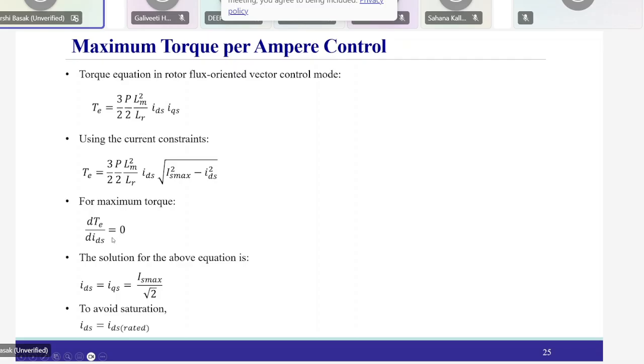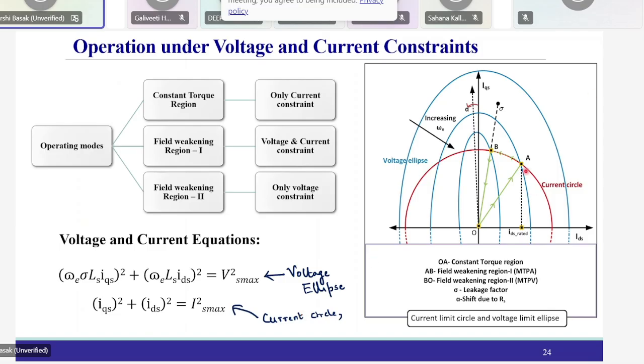To get the maximum torque, we solve for IDS and IQS. Once we find IDS, you can take the derivative of this expression with respect to IDS and solve it. If you solve it, the constraint for current will be IDS equal to IQS equal to IS max by root 2. But it may happen that this goes above the rated value of IDS, so you limit it to IDS rated. That will form the MTPA line.